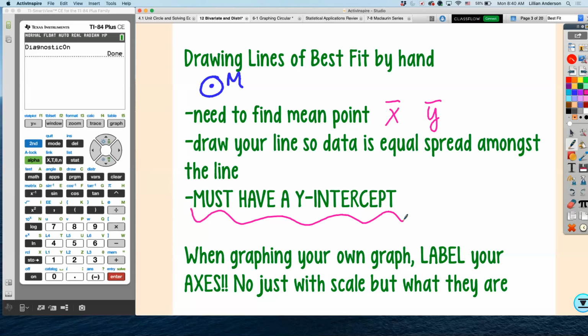Of course, when you're graphing yourself, please make sure you label your axes, not just with the scale, but with what the axes actually are. That also goes for your IAs. Any of y'all doing charts, or graphs or anything like that, please make sure your X and Y axes are labeled.